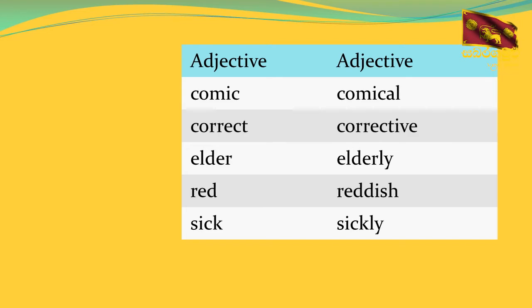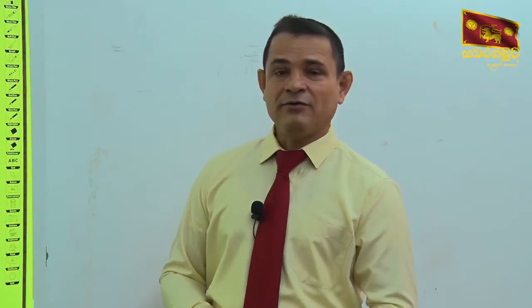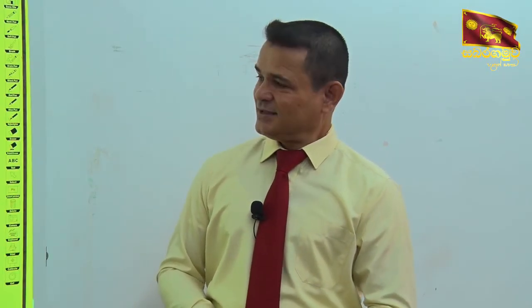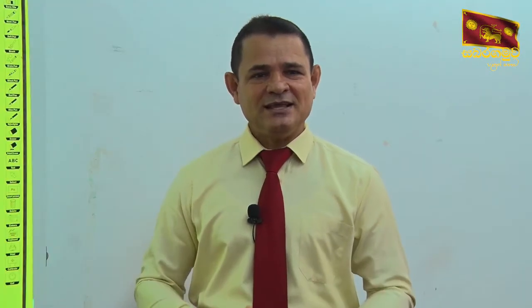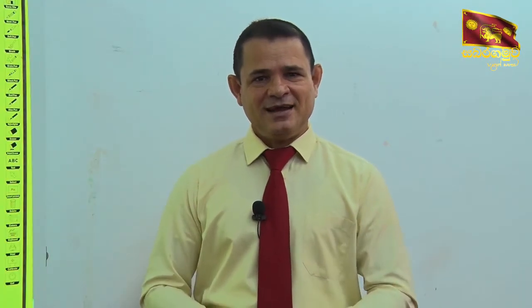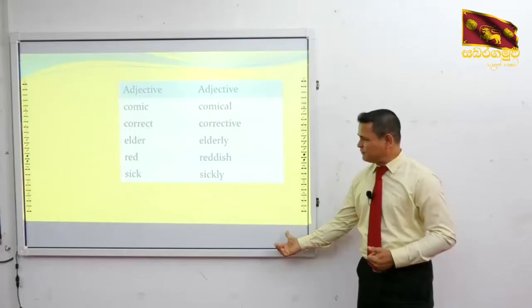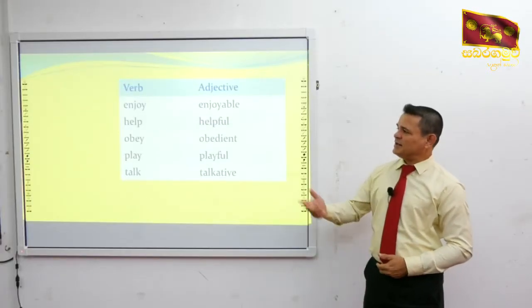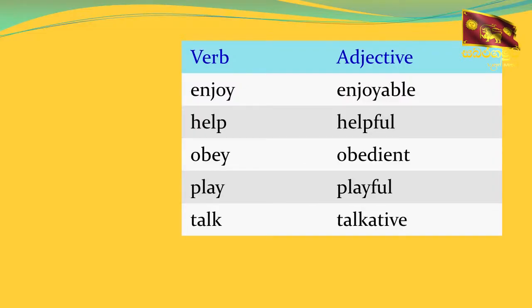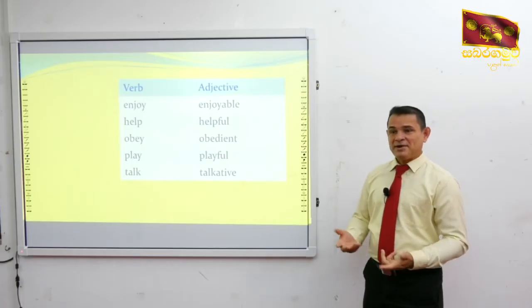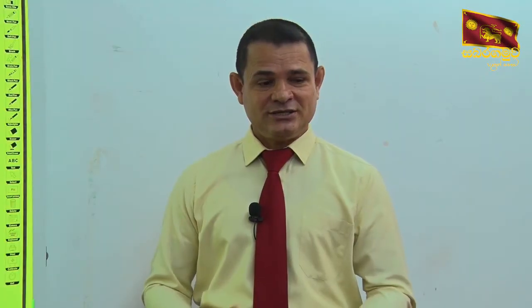And correct, corrective, elder, elderly, red, reddish, sick, sickly. So there are certain things like this also. It's really interesting if you explore these words and their formation, so try to find these kinds of words. And also verbs become adjectives. Enjoy, enjoyable, help, helpful, obey, obedient, play, playful, talk, talkative.